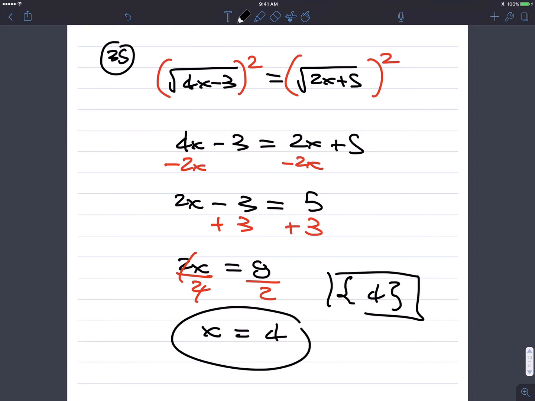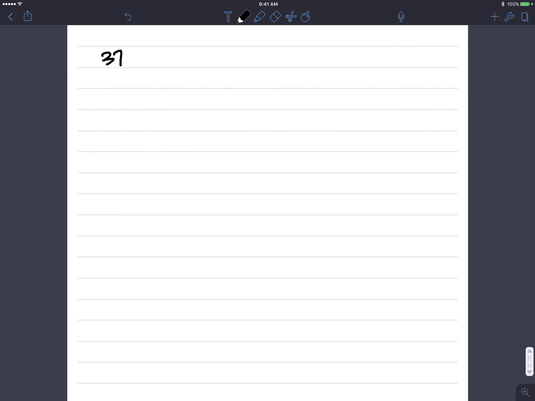Four is our solution set. That leaves us to 37. You've got the square root of x is x.